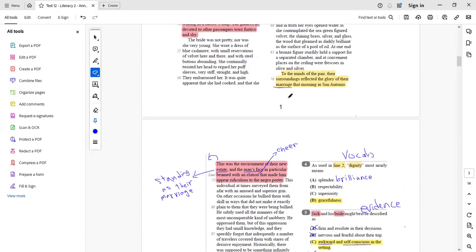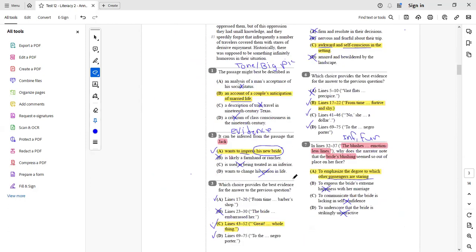From 69 till 75, to the minds of the pair, we now know the pair, so we don't need to take a line before it. We know that they are talking about Jack and his bride. Their surroundings reflect the glory of their marriage. That morning in San Antonio, this was beamed with an elation that made him appear ridiculous to the Negro Porter.